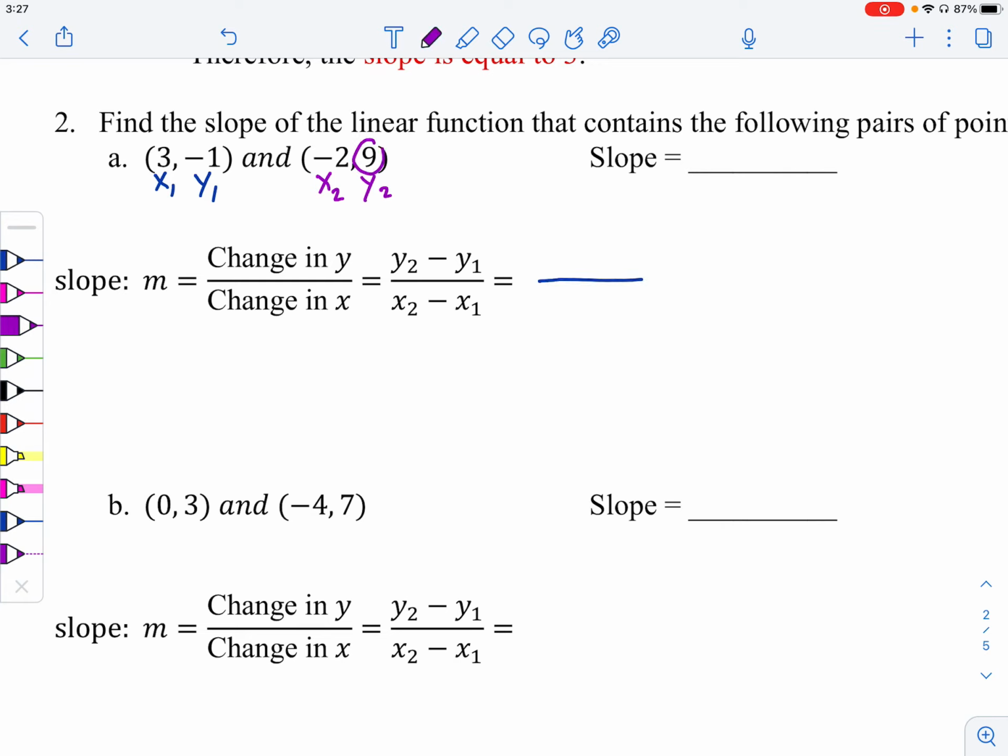So y2 was 9 minus y1, which is negative 1. And remember to put the sign there. It's 9 minus whatever this value is, which is negative 1, which will give you that double negatives, right? So make sure you have your signs correct, right? 9 minus negative 1. And we could put a parenthesis here just to emphasize that. 9 minus negative 1. x2 is negative 2. And then subtract your x1 value, which is positive 3.